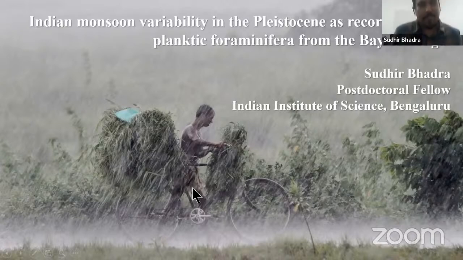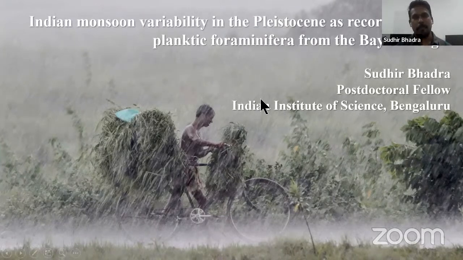Okay, thank you. So, hello everyone. I am Sudhir Bhadra. I am working as a postdoctoral fellow at Indian Institute of Science, Bangalore. And I will be talking about the Indian monsoon variability during the Pleistocene and how its strength varied, and we have used planktic foraminifera as a proxy for this.